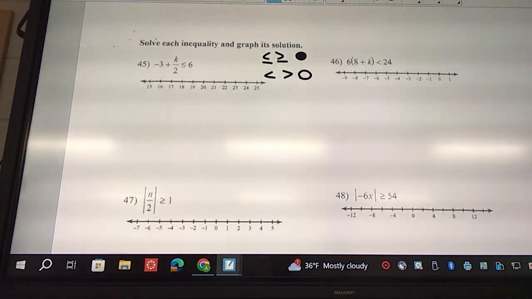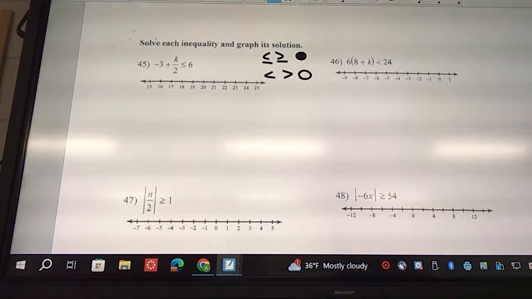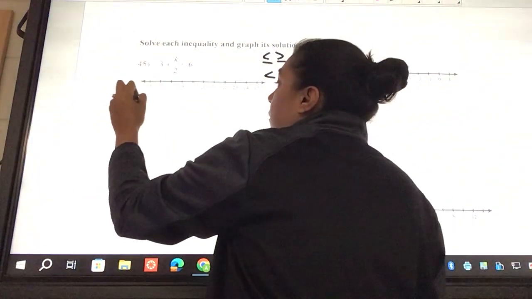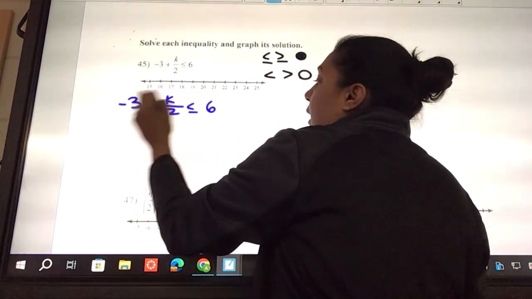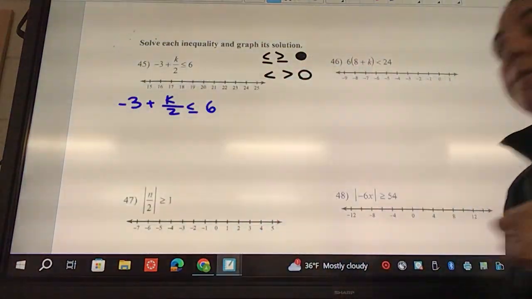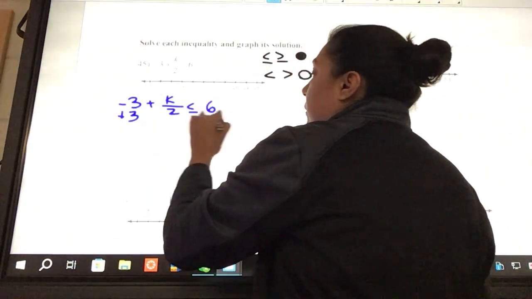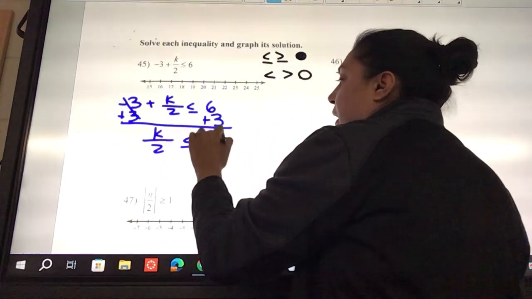Okay, so if we look at this, who's the third wheel? The K over 2 or the 3? The 3, okay, and I'm going to write my problem down here. Okay, so am I going to add or subtract 3? Add. So we're going to add 3, add 3. Okay, so I have K over 2, and then that's going to give me a 9.